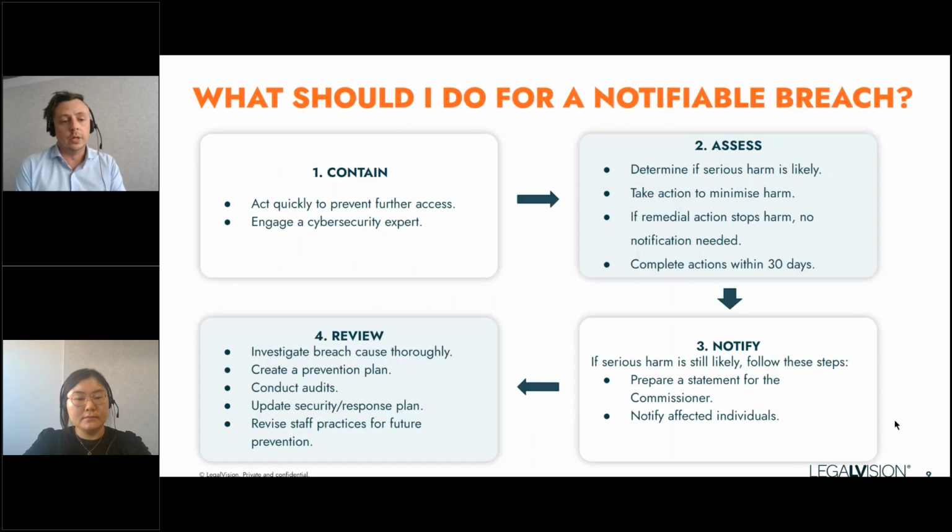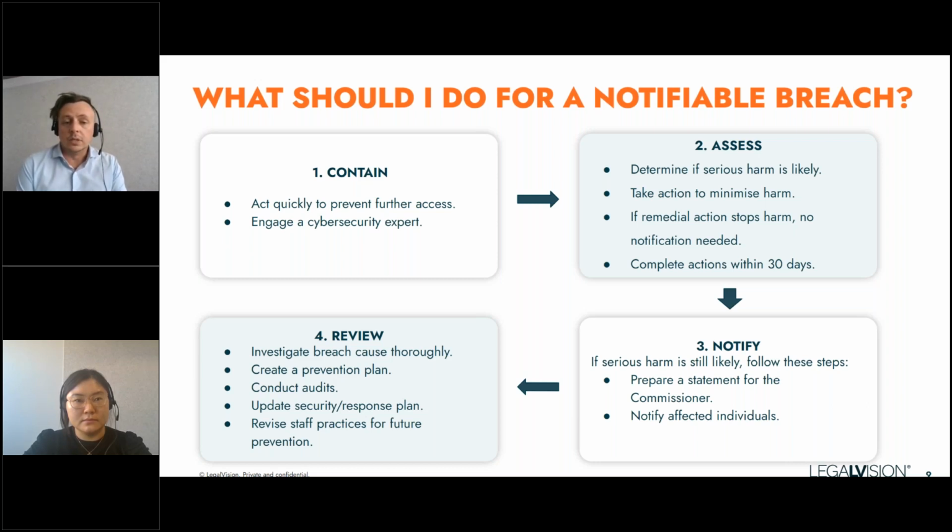So what should you do if there is a notifiable breach? An organisation or an agency that suspects an eligible data breach may have occurred, or if the data has been lost, must quickly assess the incident to determine if it is likely to result in serious harm to any individual. The steps you should follow include step 1, contain the breach. You must take immediate steps to limit any further access, engage a cybersecurity expert, preferably through your lawyers, and there are certain reasons for that. Step 2, you must assess the matter.